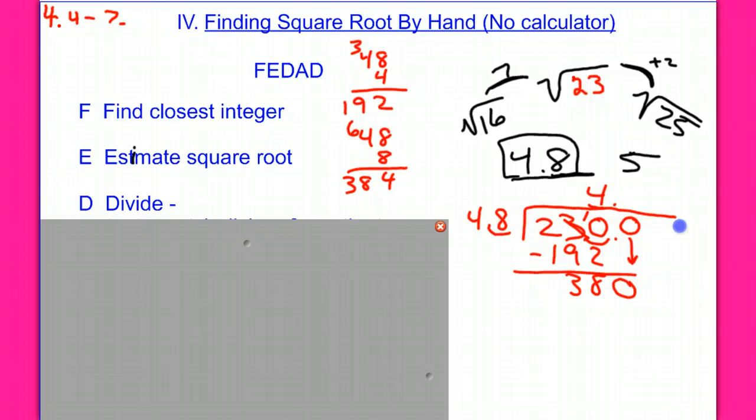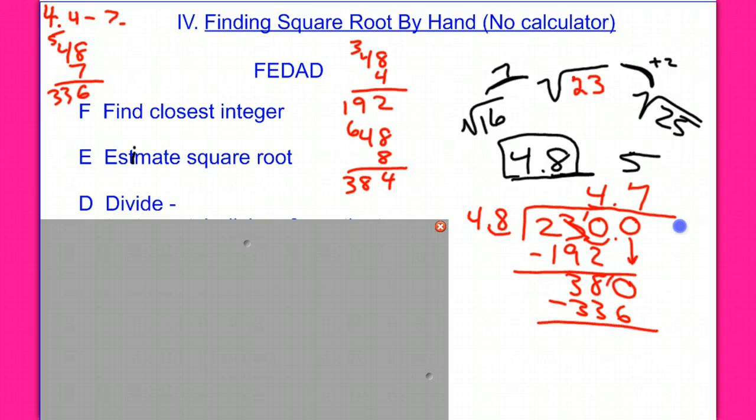A little too much, so we'll have to say 4.7, right? And 48 times 7, let me scratch paper here. 48 times 7, 56, 5, 28 plus 5 is 336. So 336, and we have a remainder, don't we? 4, this becomes a 7, or we have a remainder of 44.